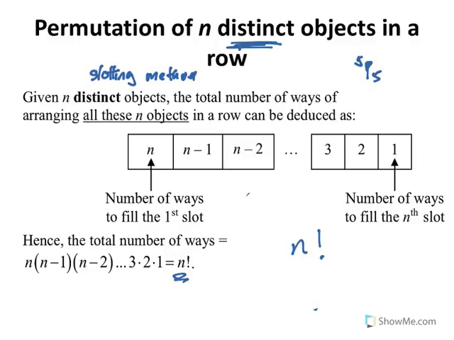It means n times n minus 1 times n minus 2, down to 3 times 2 times 1. So when I arrange 5 distinct objects, the number of arrangements is just 5 factorial. And if I arrange 3 objects, the answer is 3 factorial. That's why you got 6.